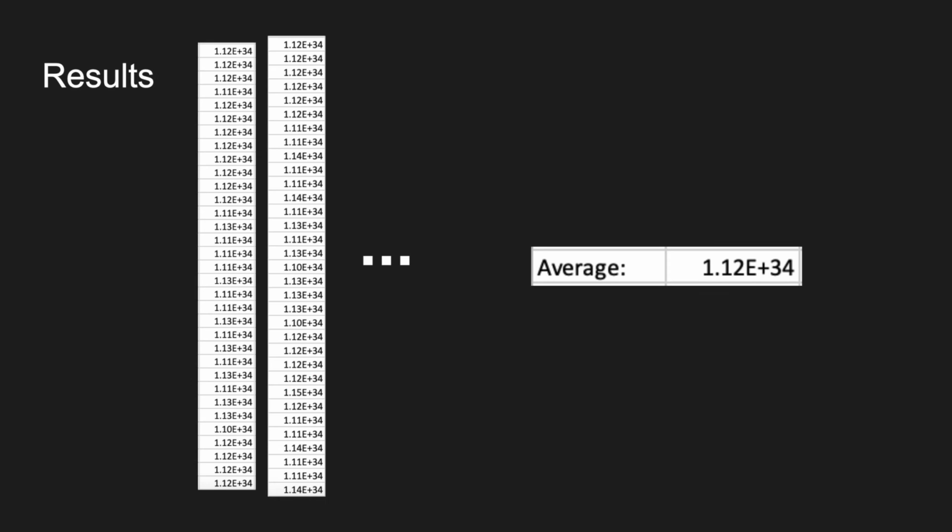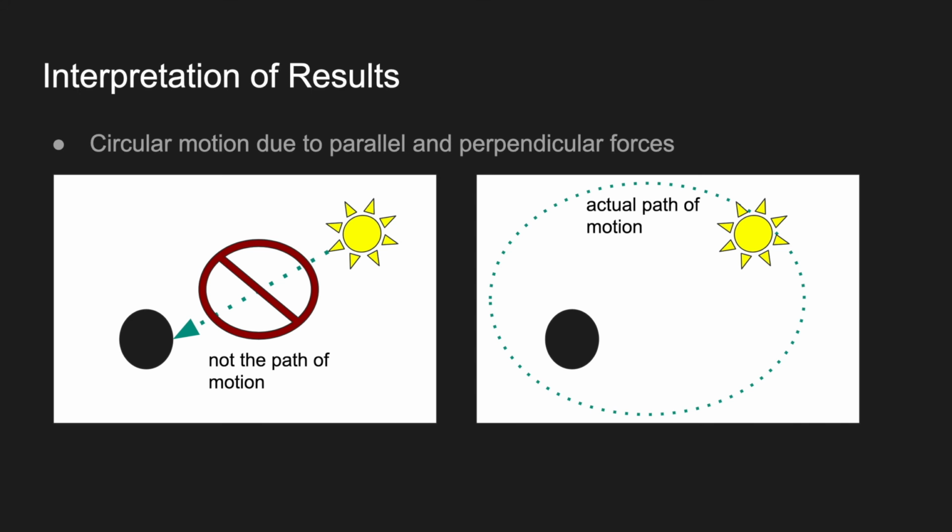We then use the aforementioned method of averaging all these data points together to estimate the mass of the black hole as 1.12 times 10 to the 34th kilograms. So, we know the mass of the black hole, but what are its implications? Well, the gravitational interactions between the star and the black hole cause the orbit, as the larger mass of the black hole pulls the star inward.